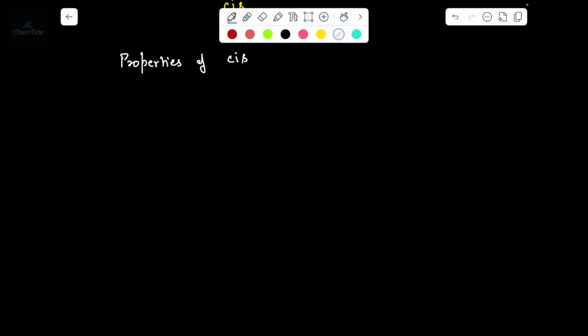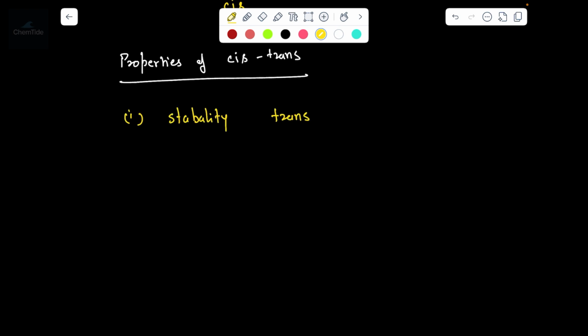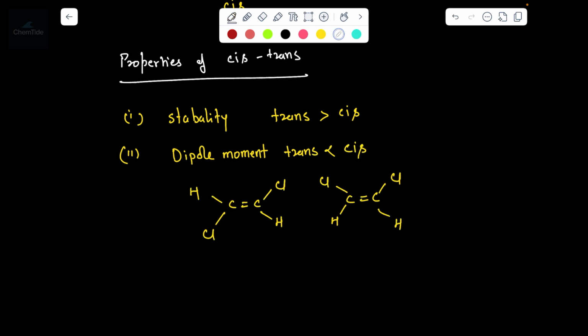Properties of cis and trans. The first one is stability. Trans is more stable than cis because of the better, more symmetrical arrangement. Second, dipole moment. Here cis has a higher dipole moment than trans. The dipole moment means polarity measurement. In trans, the vectors are equal and opposite, it's a vector quantity, so the dipole moment becomes 0. But in cis, it's additive, so mu is not equal to 0. Mu is the symbol of the dipole moment. So cis has a higher dipole moment than trans.